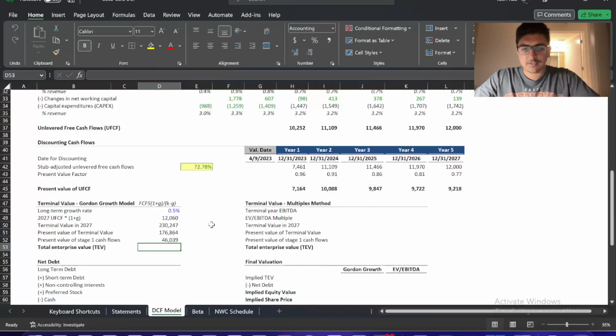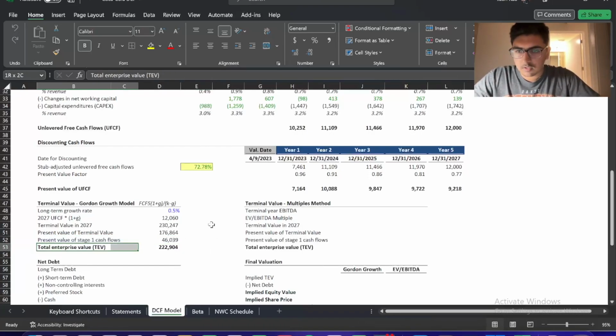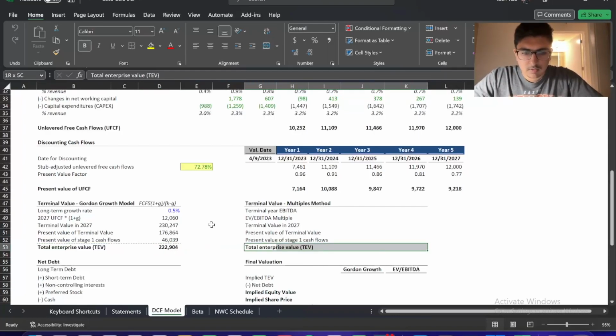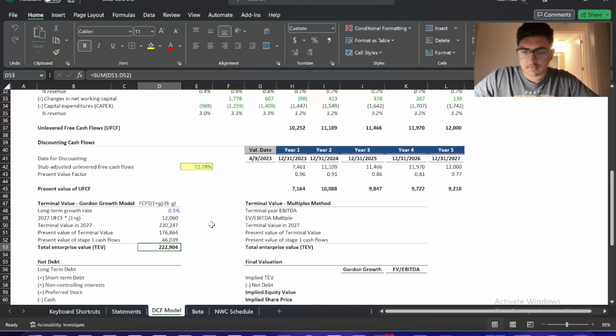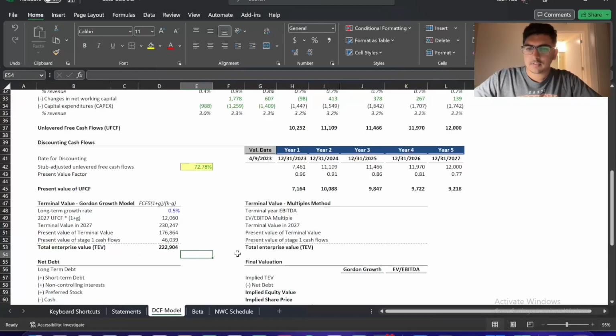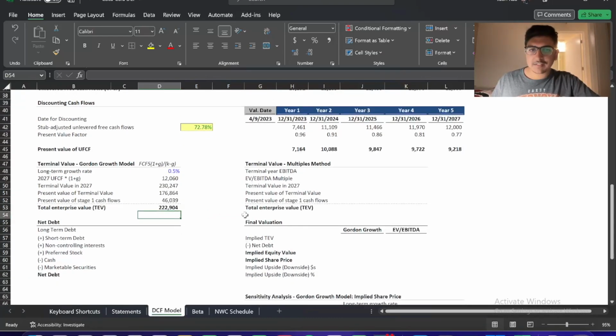So our total enterprise value is just going to be the sum of these two. It's going to be $222 billion. Let me actually just make a quick border for that, to show that this is what is being calculated right here. $222 billion is our total enterprise value. So now we have essentially gotten the final answer for our DCF. The enterprise value is the final answer for the DCF. And we can take this value and then adjust it to get our share price.